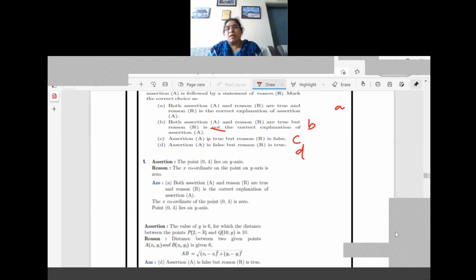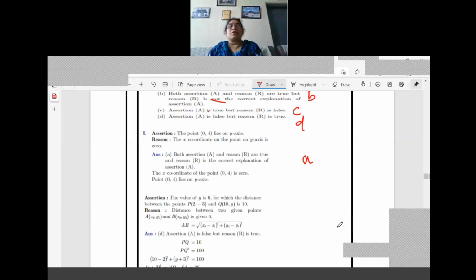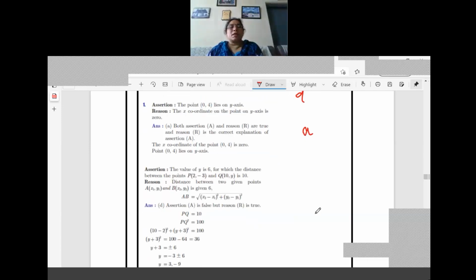So what we can say is A. We should write the answer as A. I don't want any sentence in the exams. Only write the options. Okay. Only for these assertion and reason questions, you need not write the explanation. Just write A, B, C, D only. What is the second question?